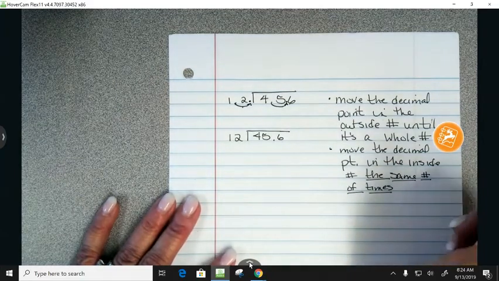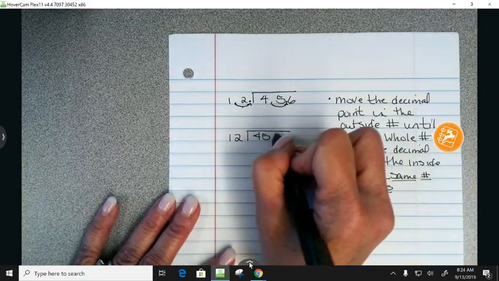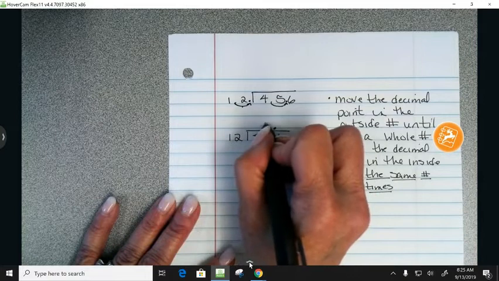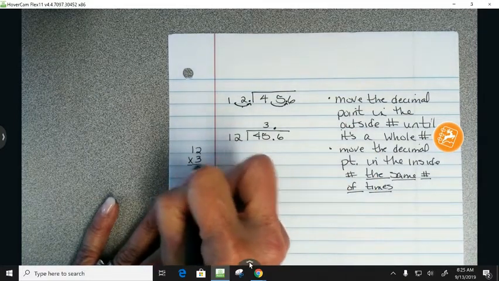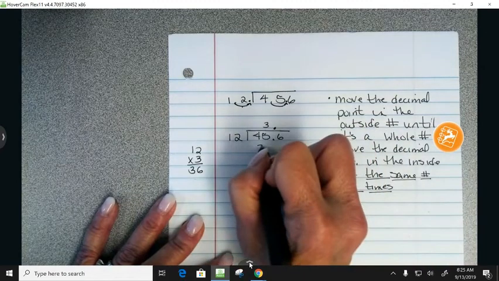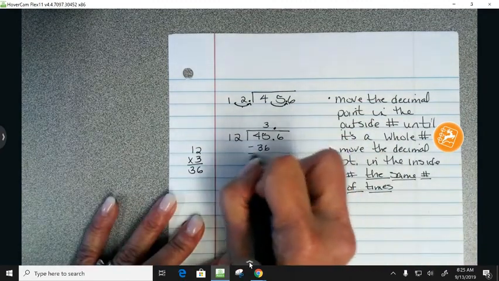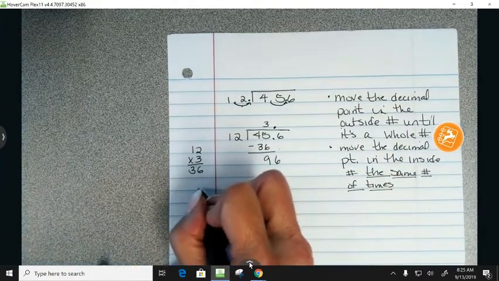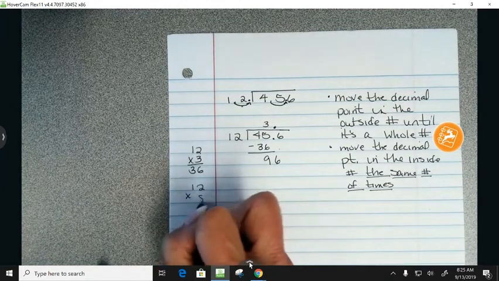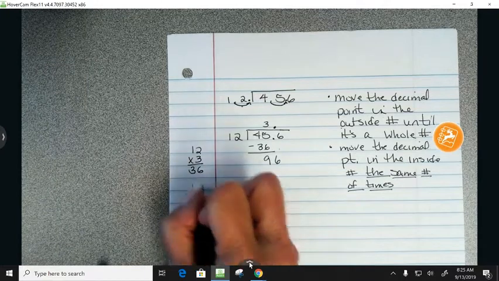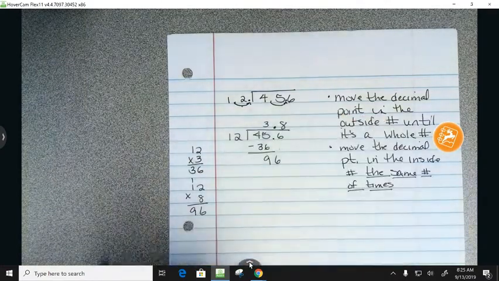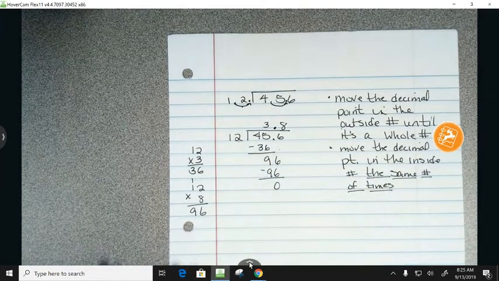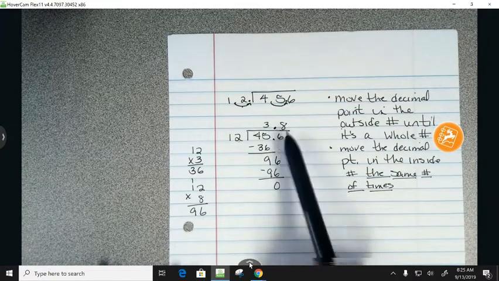And now I can divide because if my inside number has a decimal, I just bring that straight up into my quotient. So 12 goes into 45 3 times. Out to the side, 12 times 3 is 36. And then I subtract for 9, bring down the 6, and now I've got 96. You have to do some experimenting and guessing and checking, but I know that 12 times 8 is 96, so that'll go up here. 12 times 8 is 96. Subtract for 0, which then means that you're done. So your answer is 3 8/10.